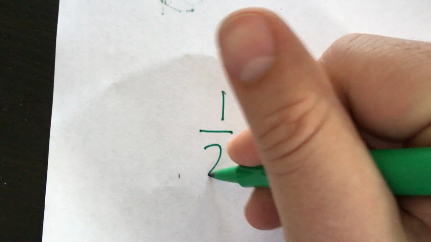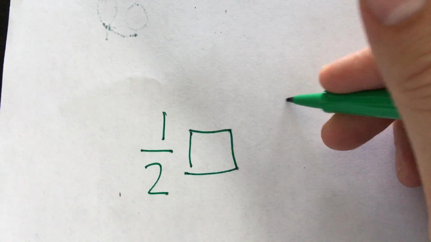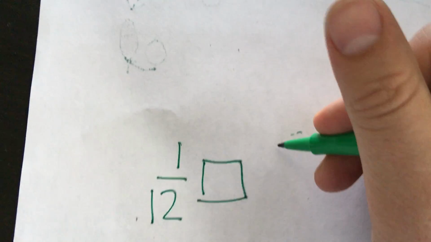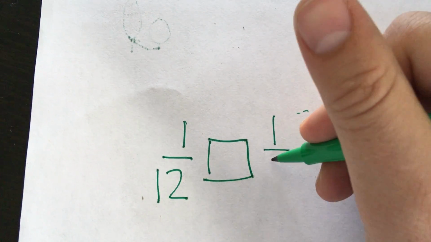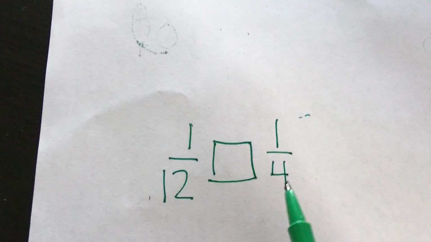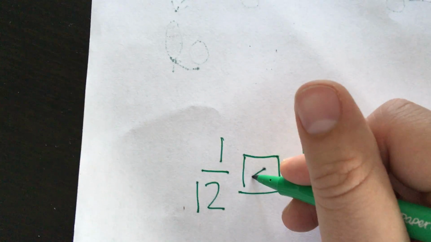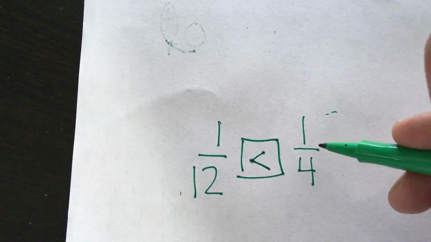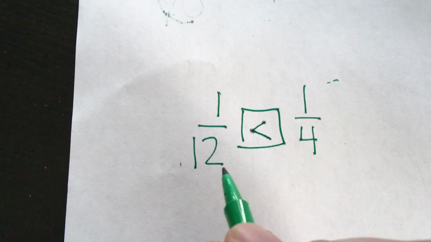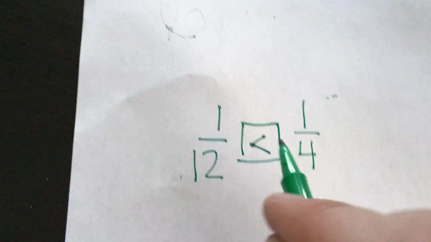So if I were to compare those, I'll write this down real fast. I've got 1/12, a little box to put in my comparison, and 1/4. Oh, I'm sorry, I said 1/12 and then I wrote 1/2. And 1/4. Since 1/12 is much closer to 0 than 1/4 is, I know that 1/12 is going to be smaller. So 1/12 is smaller than 1/4. That's how we would read that number sentence: 1/12 is less than, or smaller than, 1/4.